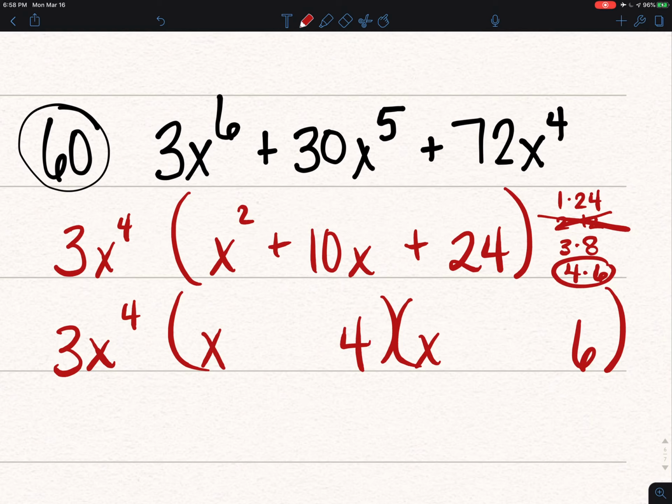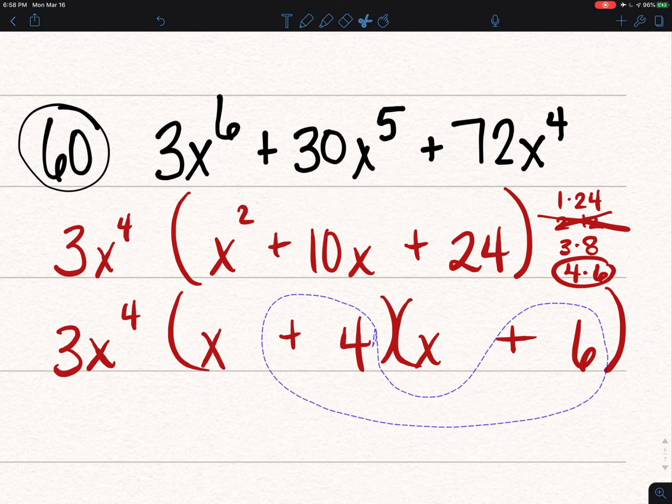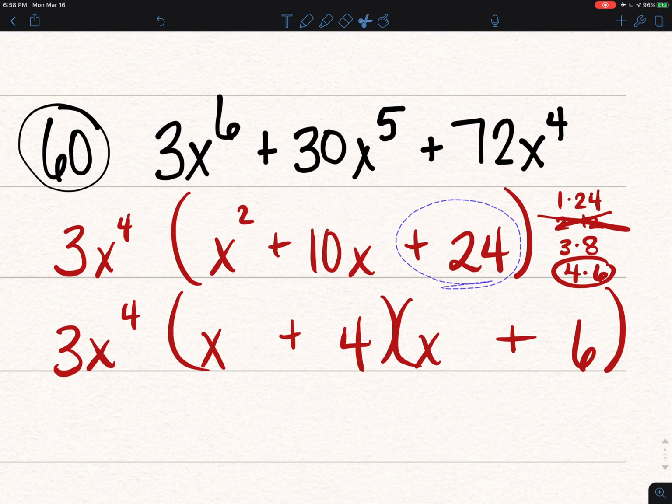If I have a positive on the 4 and a positive on the 6, that's going to give me a positive 10 when I'm adding. Let's check out our foiling. The first, the outers, and the inners will all work out just fine. Let's look at multiplying those last. Is a positive 4 times a positive 6 really a positive 24? And absolutely, yes, it is. This is the pair that we want to stick with.